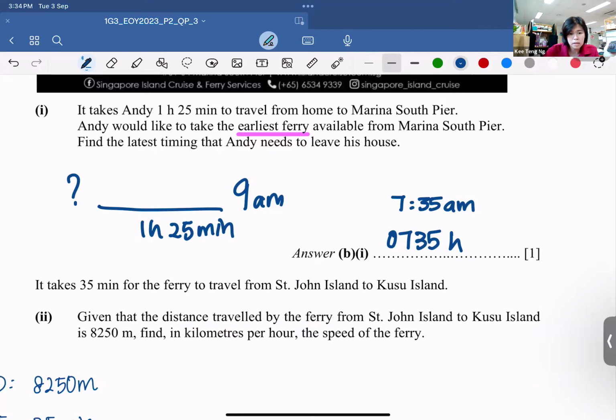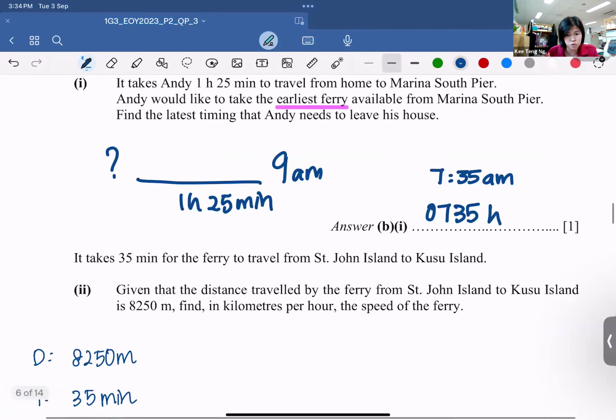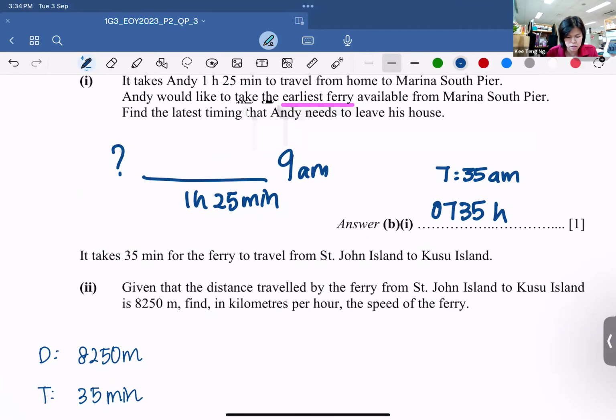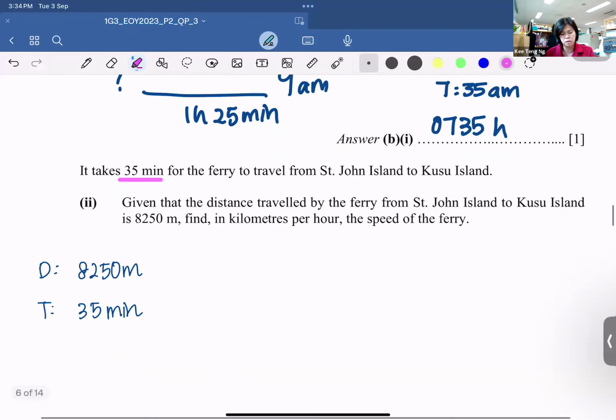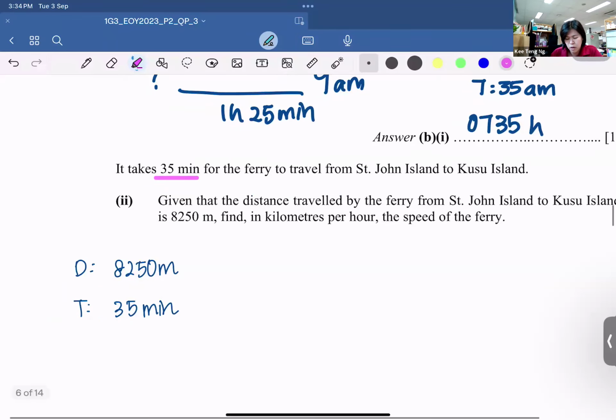Okay. Next question. Given it takes 35 minutes for the ferry to travel from St. John Island to Kusu Island, and given that the distance traveled is 8,250 meters, find in kilometers per hour the speed of the ferry. Now they gave you the distance and the time. To find the speed is distance divided by time. The thing is, they want it in kilometers per hour. So how are we going to change this to kilometers?